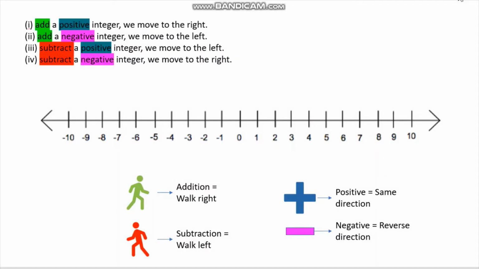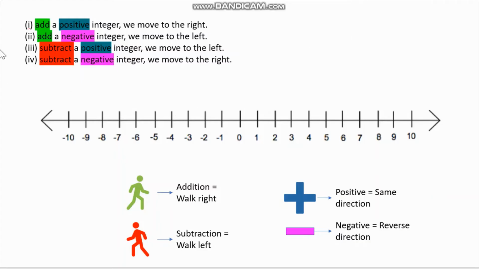Next, we know there are two types of integers. One, we have positive and we have negative. Now, let us imagine that if we are adding or subtracting a positive integer, we follow the same direction as indicated by the addition or subtraction. You will understand this better when we take an example. For now, let us just know this. If it is a positive integer, we have to go in the same direction as indicated by addition or subtraction. If it is a negative integer, then we have to move in the reverse direction as indicated by addition or subtraction.